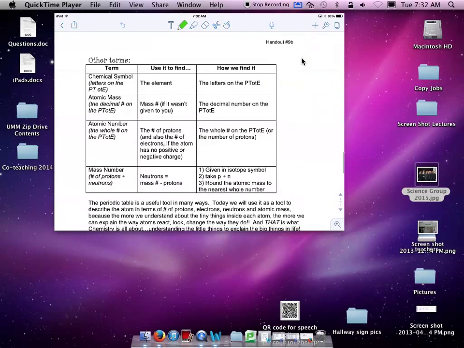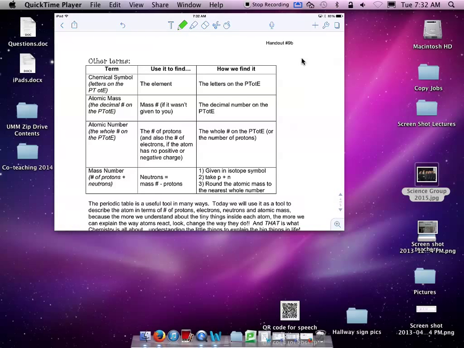All right, so here's some other terms that are going to help you learn to use your periodic table a little bit more. So let me just go through this a little bit, all right? So the chemical symbol is just going to be the letters, right? So if I'm asking you for a chemical symbol, all you need to know is what the letters are. And remember, PTotE is your periodic table. You can either use your app on your iPad for your periodic table, or I've got laminated ones that you can use in class as well. So chemical symbol is just the letters.